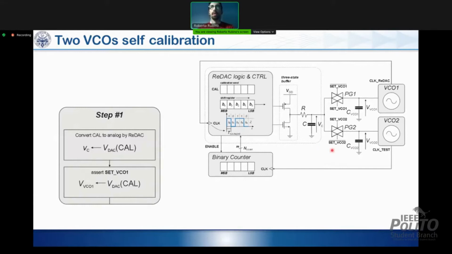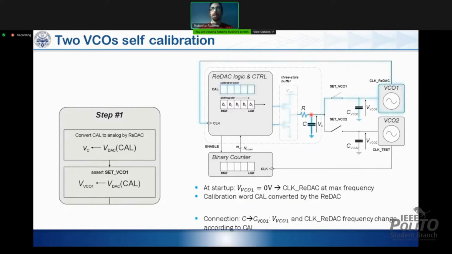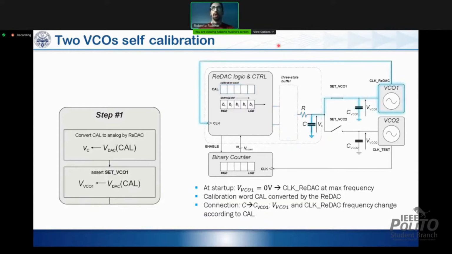Well, the self-calibration begins at startup, where the input of VCO1 is 0. So VCO1 starts at its maximum frequency and enables the digital logic to work. An arbitrary calibration word, cal, is loaded and converted, and its voltage value is updated to the input of VCO1 in order to modify the clock frequency.